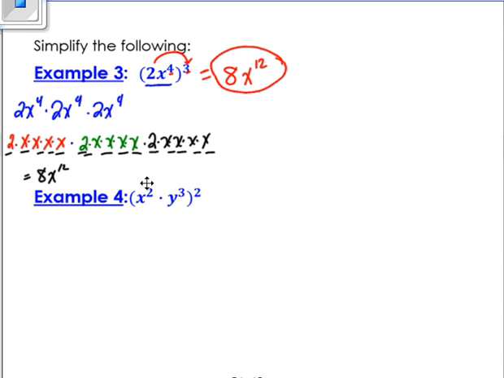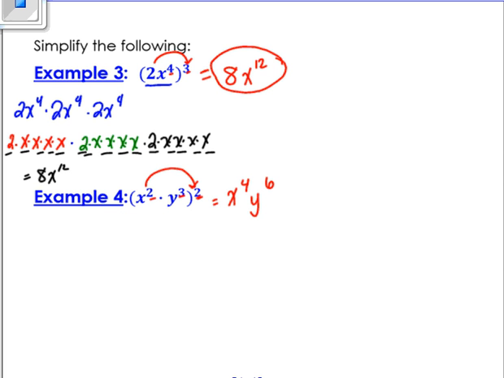Same thing here. It's being squared. So I don't have any coefficients. So I've got x squared to the second power. I multiply my exponents and get x to the 4th. y to the 3rd to the second power. Multiply my exponents and get y to the 6th. And I could multiply it all out if I wanted to the long way, but that's not an expectation.